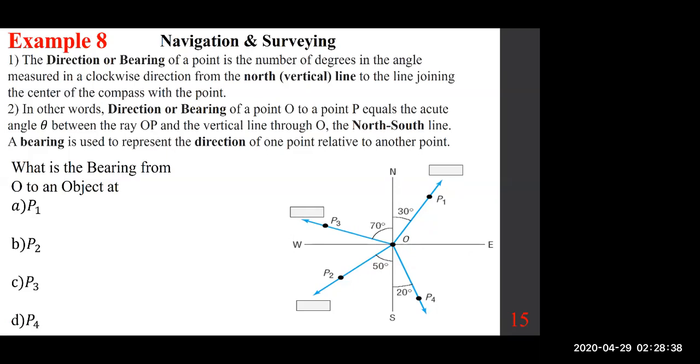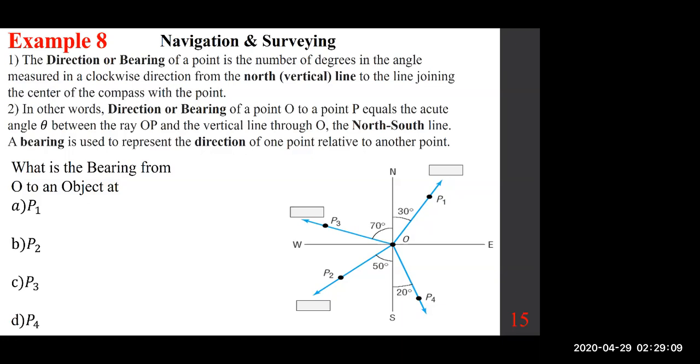The direction or bearing of a point is the number of degrees in the angle measured in a clockwise direction from the north vertical line to the line joining the center of the compass with the point. In other words, the direction or bearing of a point O to a point P equals the acute angle between the ray OP and the vertical line through O, the north-south line. A bearing is used to represent the direction of one point relative to another point.